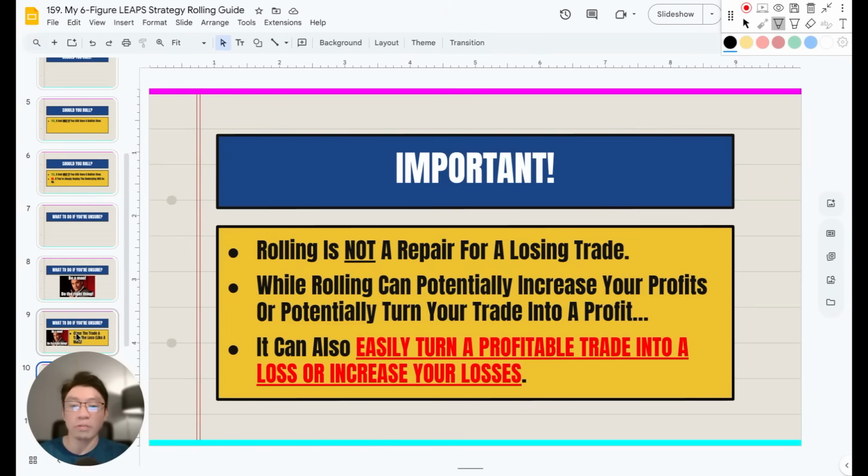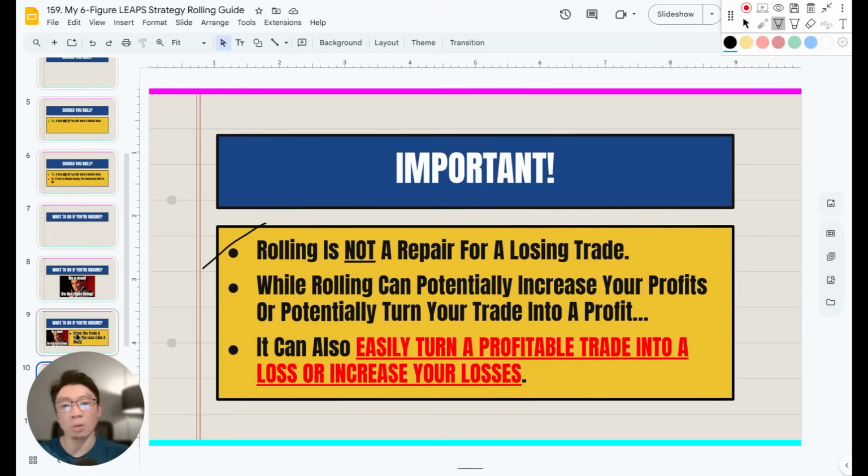So here are some very, very important points that you really need to take note of if you're thinking of rolling or even putting on the LEAPS strategy in the first place. So first of all, you need to understand and realize that rolling is not a repair for a losing trade. Many times you might hear people say, hey, this is a repair trade by rolling. That is only kind of true if the underlying that you've chosen goes up. Then in this case, it's kind of like a repair, although it's not, right? People like to use this term repair just to make it sound attractive. But in actual essence of this rolling trade, it's not really a repair at all.